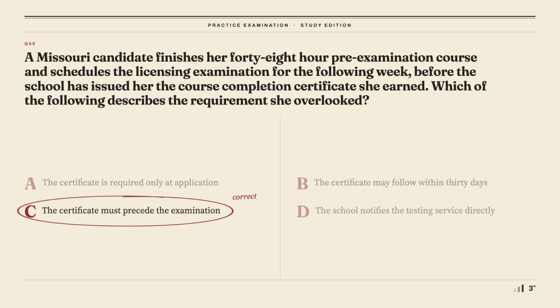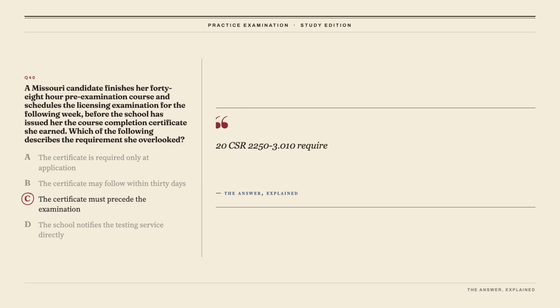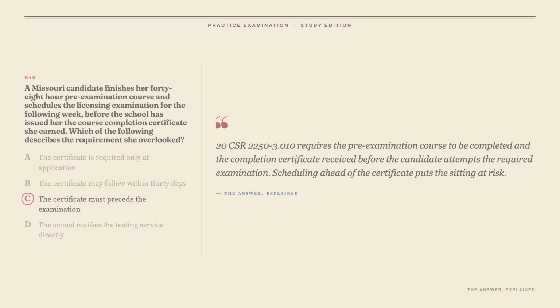The correct answer is C. The certificate must precede the examination. C is correct because 20 CSR 2250 3.010 requires the pre-examination course to be completed and the completion certificate received before the candidate attempts the required examination. Scheduling ahead of the certificate puts the sitting at risk.